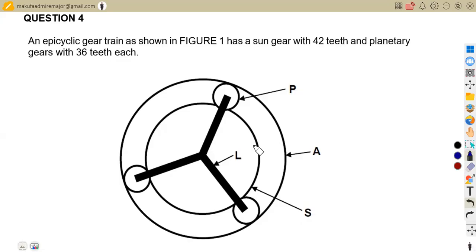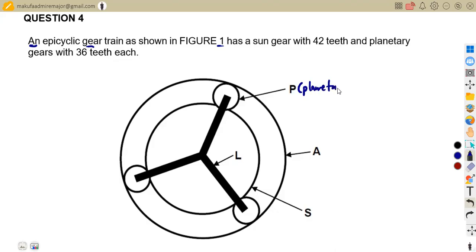We've got question number 4 of April 2023 that we shall consider. Take note, on question number 4 we are given an epicyclic gear train as shown in Fig 1, with the sun gear with 24 teeth and the planetary gears with 35 teeth each. These are the planetary gears that we have, P for the planetary in this case.